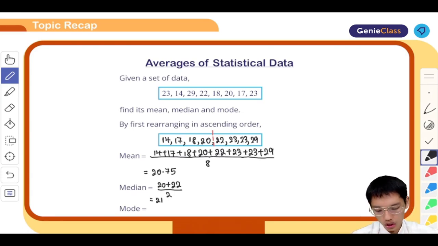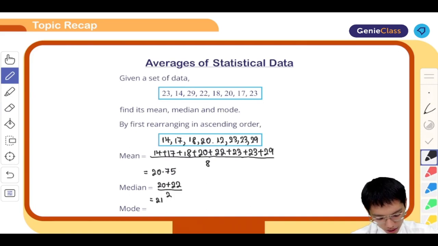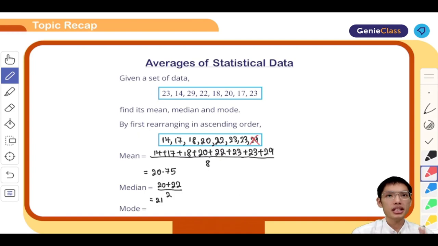But let's say I switch the question a little bit. Suppose I actually don't have 29. What is the median now? Suppose I don't have 29. Let me just remove this over here. What would be the median now if I remove 29 from the data set?